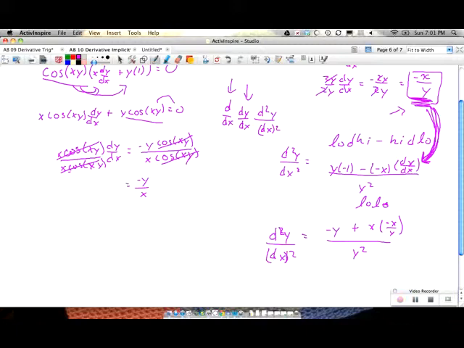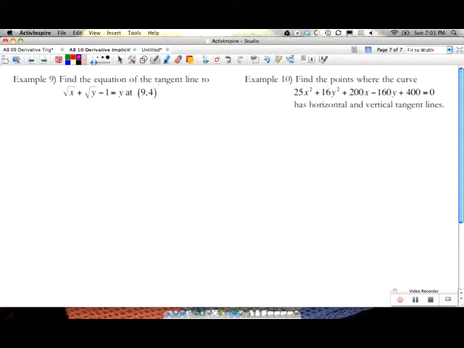Excellent. Let's wrap this up with a couple of applications. The first one, find the equation of the tangent line. Tangent line means we got y minus y1 equals m times x minus x1. What do we have? We have a y1 and an x1 here, but we need the m. And remember that m is going to be the slope, dy/dx, at (9, 4).